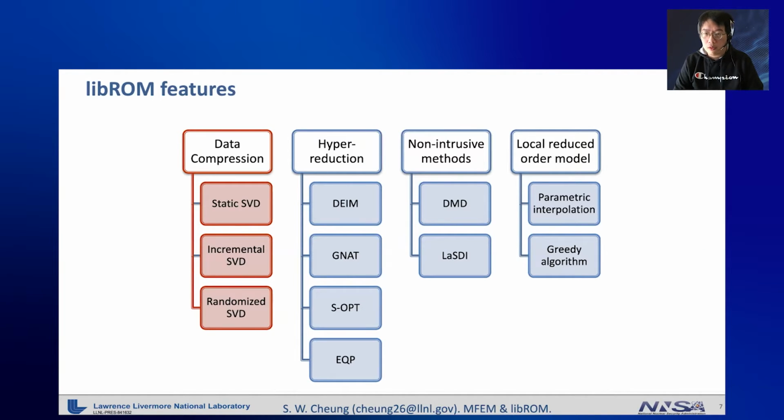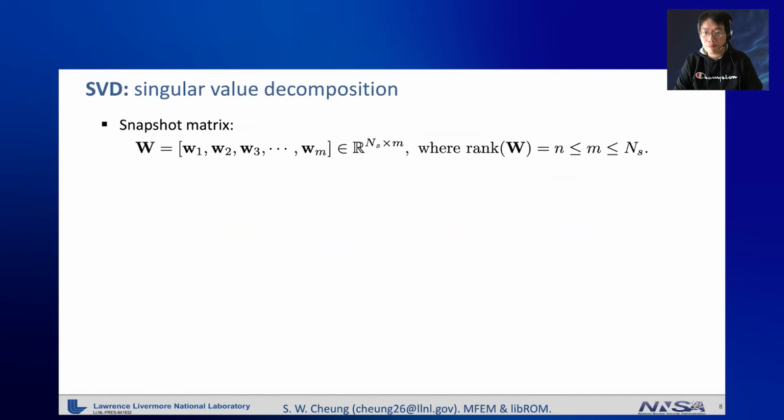One of the simplest and most powerful compression techniques is the singular value decomposition, SVD. Though there are different implementations of SVD in libROM, I will focus on the static SVD for simplicity. Suppose we have collected M solution states with high dimension, capital NS, and assemble them into a snapshot matrix. For MFEM vectors, it can be done with very straightforward libROM syntax.